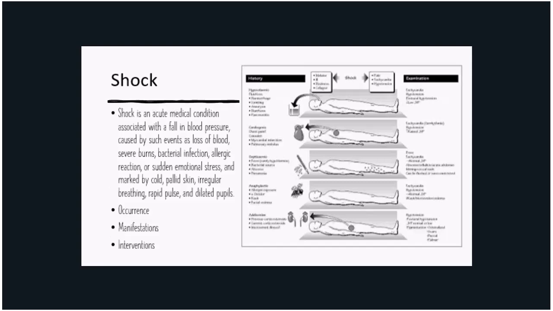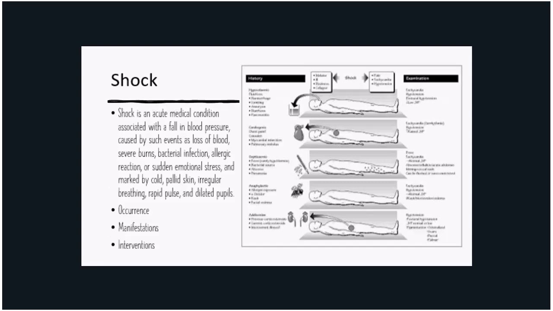So another potential complication is shock. And so shock is an acute medical condition associated with a fall in blood pressure. It could be due to a lot of different reasons, but more than likely in your post-operative patient, it's due to hemorrhage. They are bleeding internally somewhere. And so this patient may present with cold, pallid skin, irregular breathing, a rapid pulse, and dilated pupils. So the occurrence for this is immediate to 48 hours.